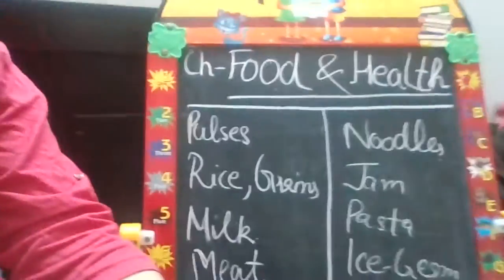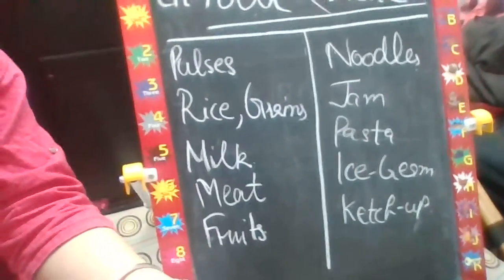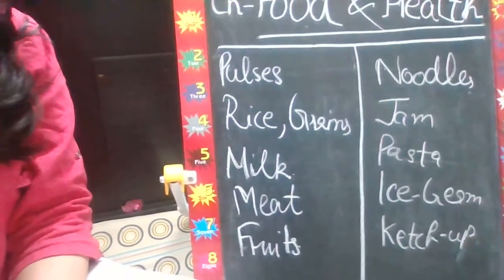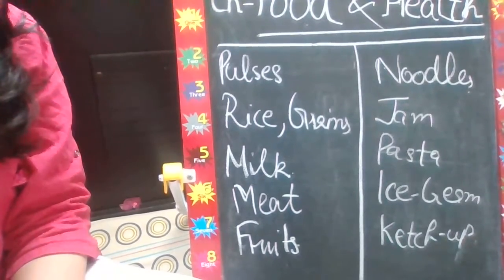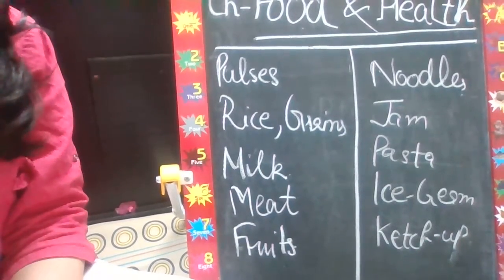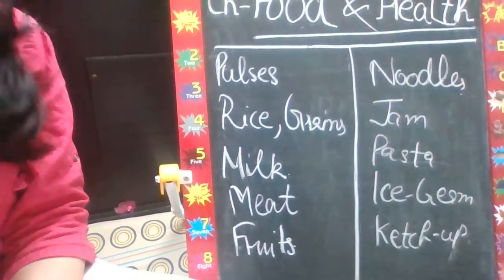Let's take a look. Here, I have written some of the food items in two columns. On the left, you can see pulses, rice, grains, milk, meat, fruits. On the right hand side, you can see noodles, jam, pasta, ice cream, and ketchup. Any guesses why I have written all these food items in different columns? Exactly. The things that I have written on the left hand side, they all are healthy foods, and on the other side, all items like pasta, noodles, etc., they are unhealthy foods.